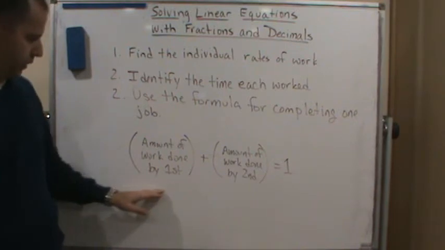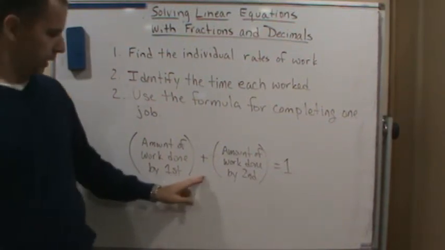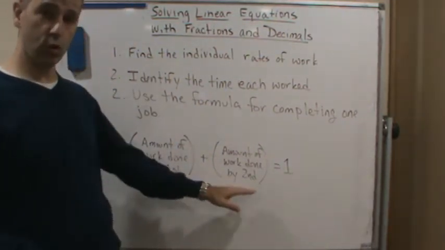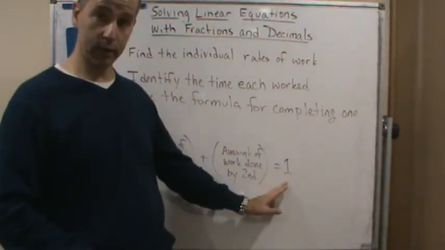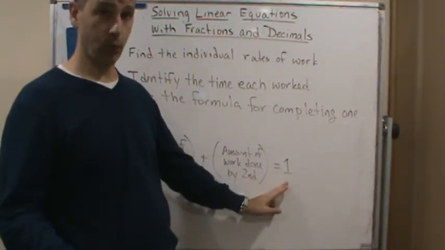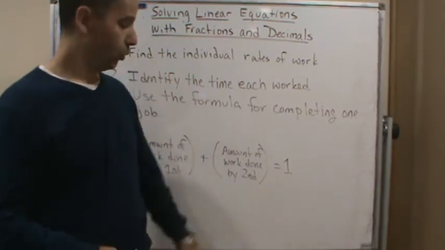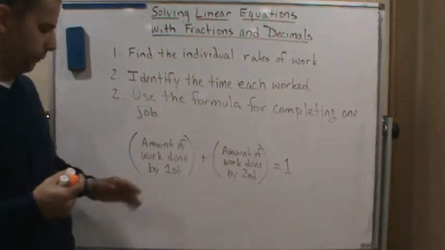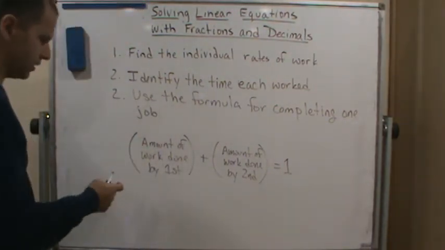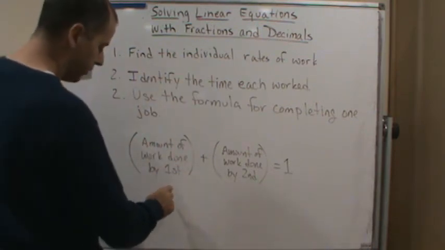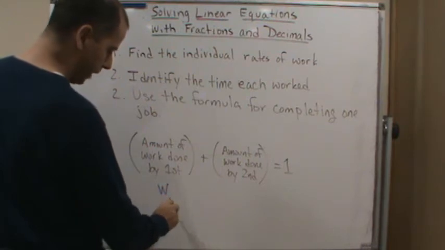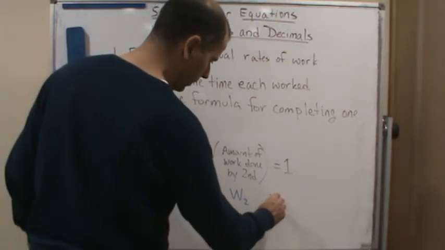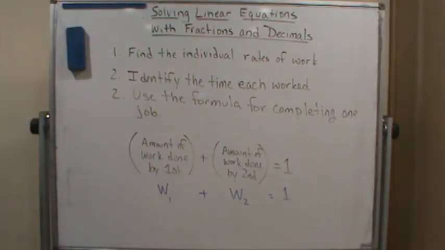That formula is this: we take the amount of work done by the first person or machine plus the amount of work done by the second person or machine. If we add those 2 amounts up, they should add up to one completed job, or one completed task, whether it's painting a house, building a fence, whatever the case may be. Remember, using the individual formulas, this is the amount of work done by the first person plus the amount of work done by the second person. That's really what it comes down to.